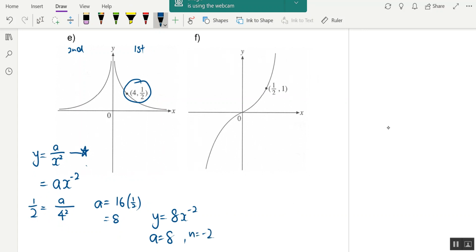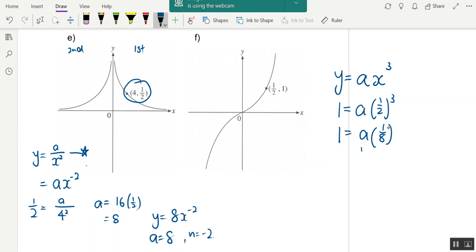Okay. Next, a graph that is S-shaped is y equals ax to the power of 3. Put in the y and put in the x. 1 over 8. You have to know that a multiplied by 1 over 8 is the same as a over 8. So a equals 8, and then n is equal to 3.